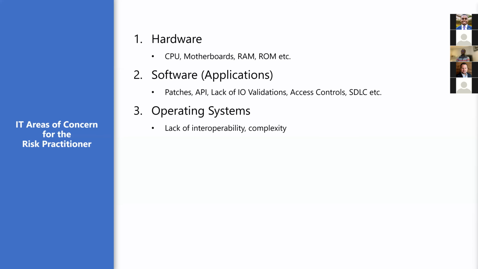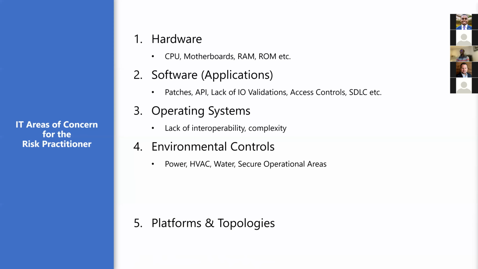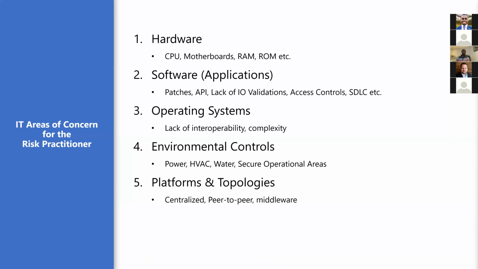Environmental controls, they are a thing. HVAC, water, I believe everybody knows this. Platform topologies, we all know this. Centralized systems, peer-to-peer, and all of those. These are all places where you can look for risk, networking components, and so many other places.